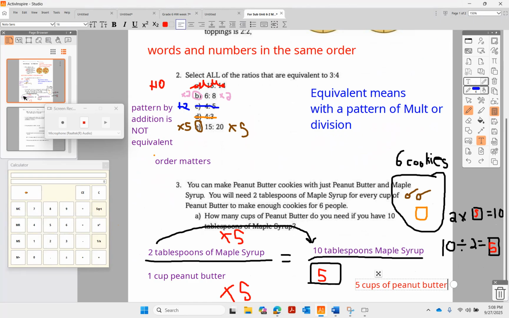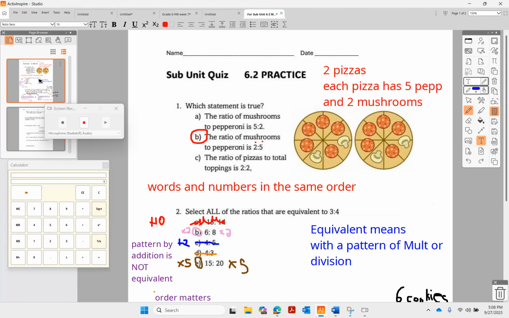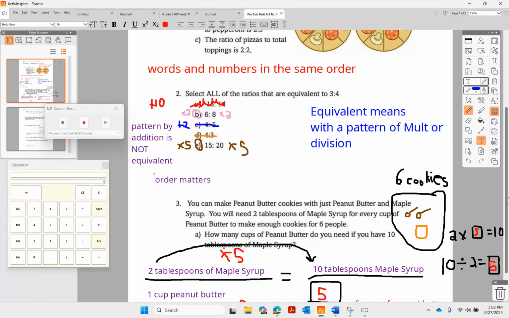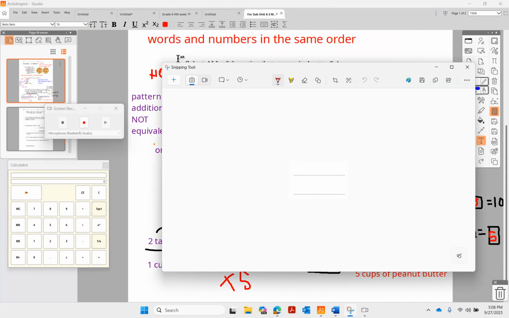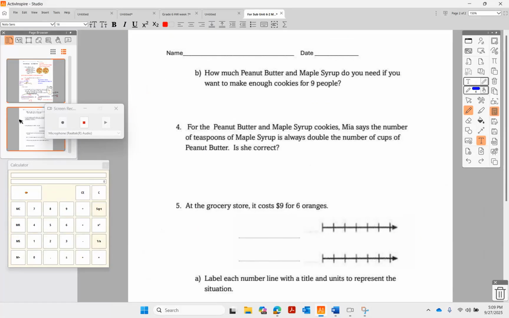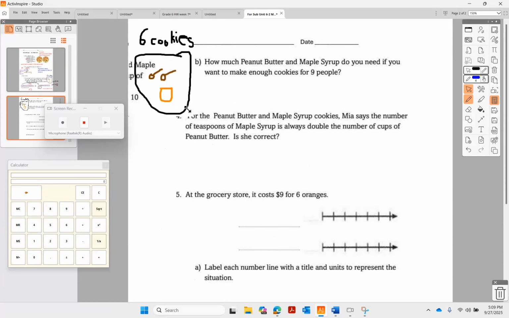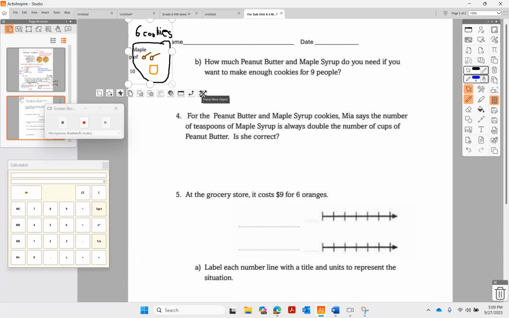Ooh, that's the end of that page. Okay, let's go to the next page. Oh, how much peanut butter and maple syrup do you need if you want to make enough cookies for 9 people? So I'm going to go back here for a second just to help me out here. I'm going to snip this. This was my recipe, right? But I want it on this page. Oh, there we go. Okay. Oops. Trying a bunch of things here. I know. Okay. So how much peanut butter and maple syrup do you need if you want to make enough cookies for 9 people?